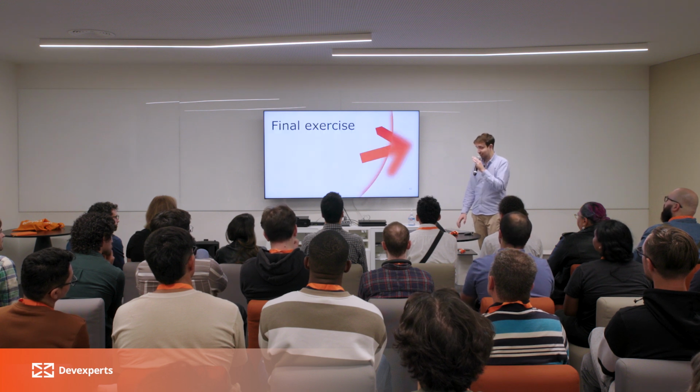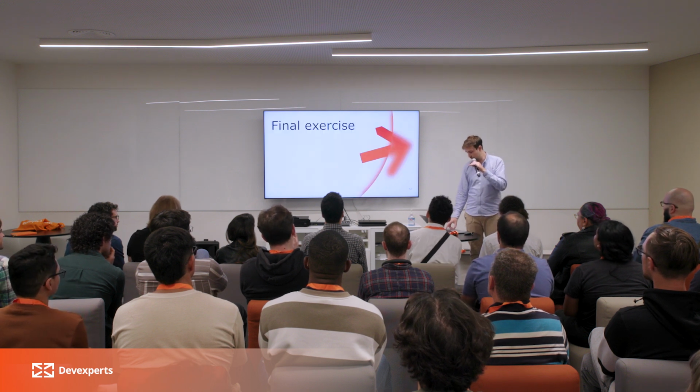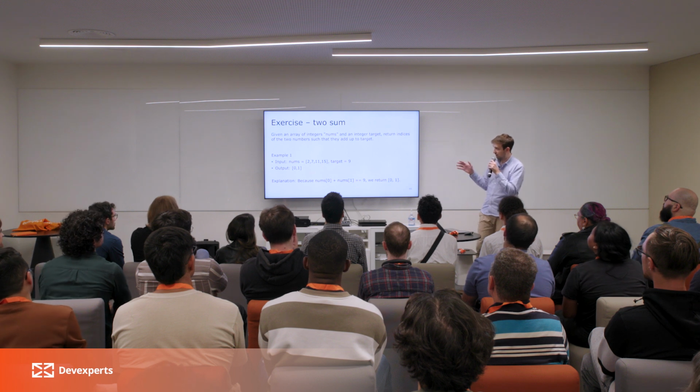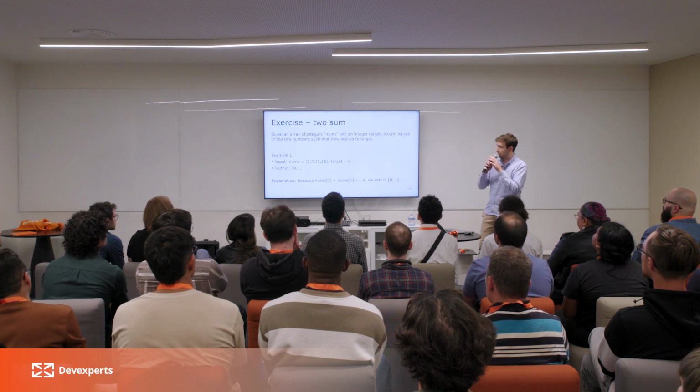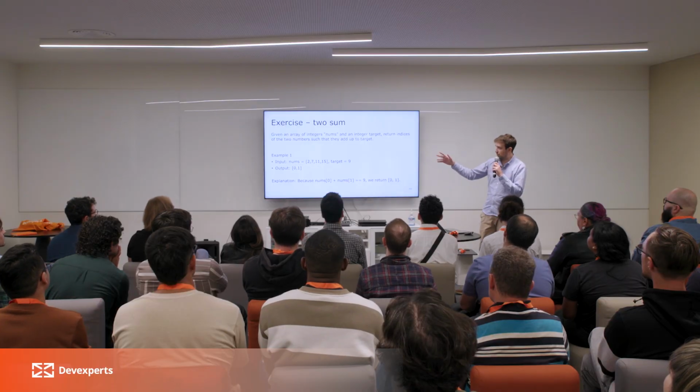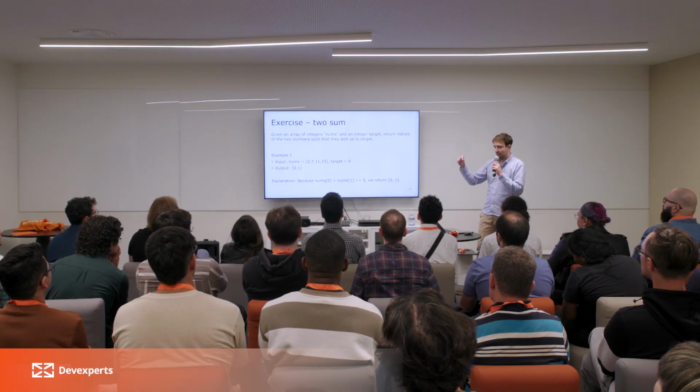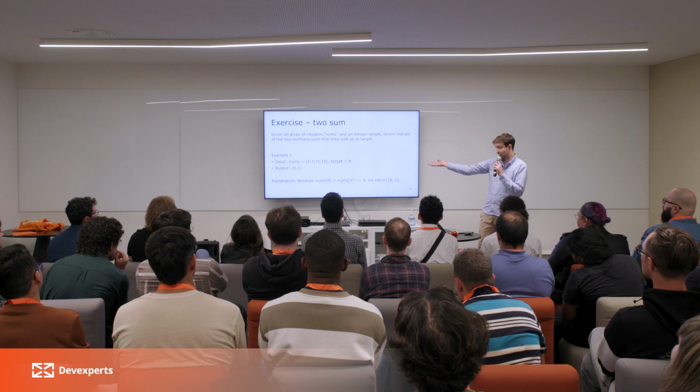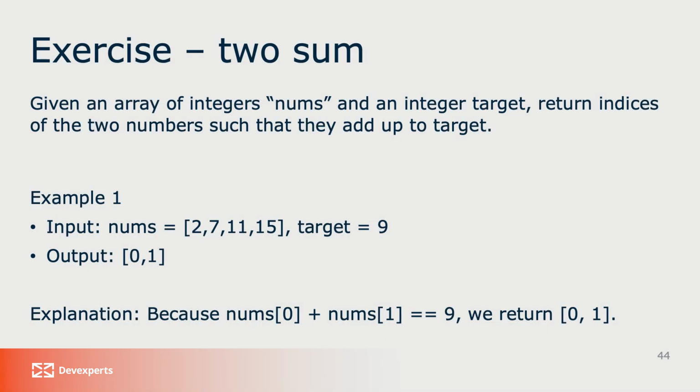As a final exam, I will show you this exercise. It is a very common interview exercise for FANG companies. Given an array nums and an integer target, we want to return the two positions that, when added up, will return the target. So here we have, for example, the 2 and the 7 added up make up the target. So we return the 0 and the 1.